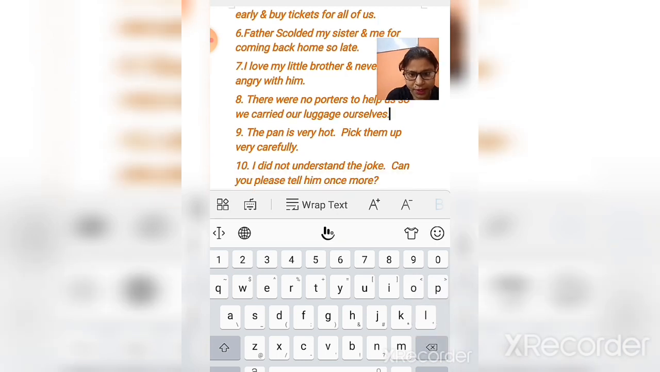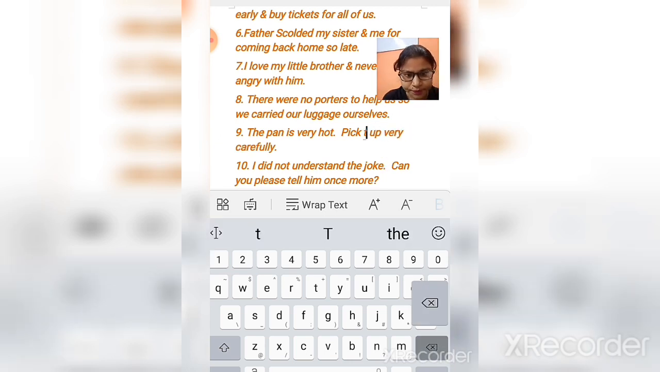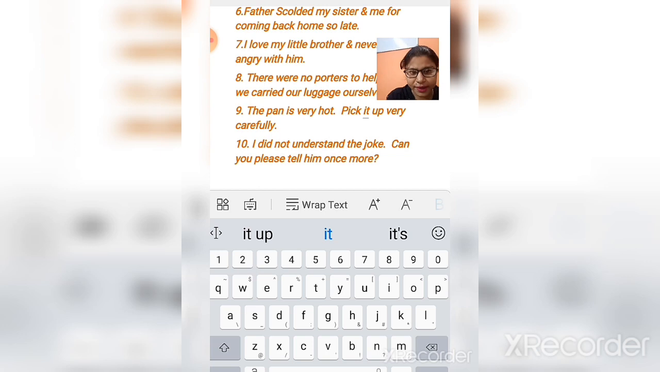Okay. Now the ninth will be, the pan is very hot. Pick them up very carefully. Okay. Here it is the pan and "them". See the difference. Pick it, not them, because "them" is plural, and for a pan we cannot use "them". So pick it up very carefully.